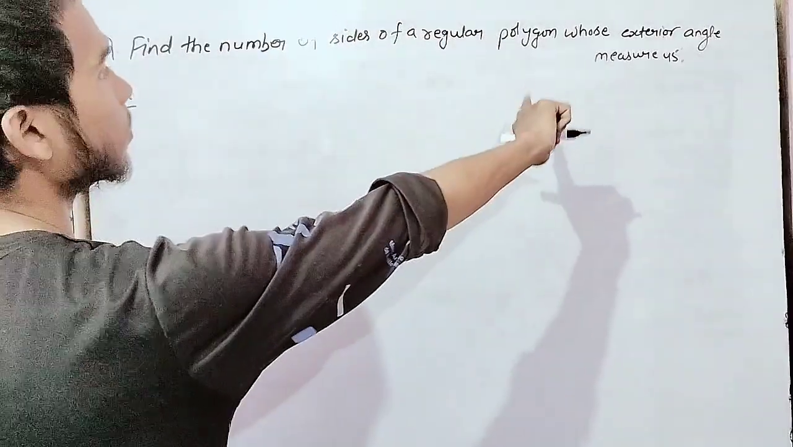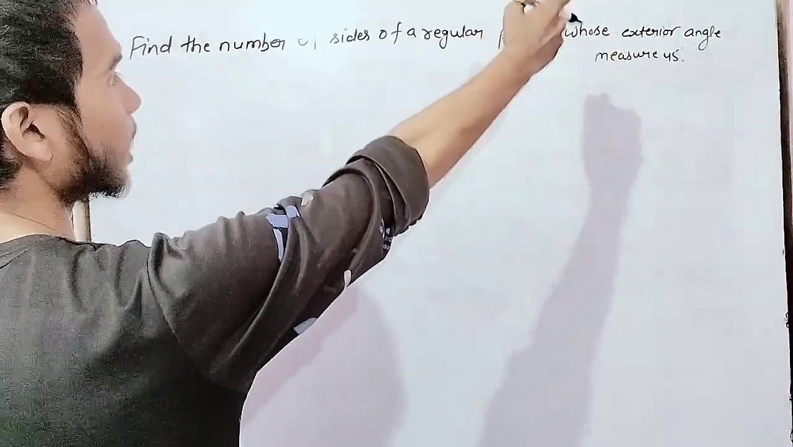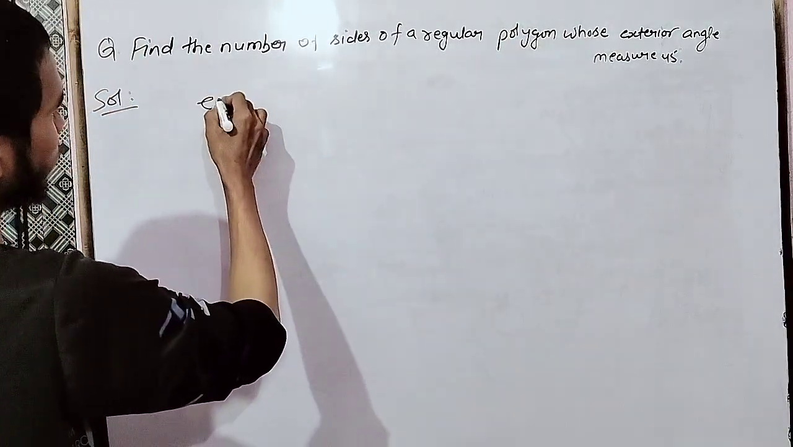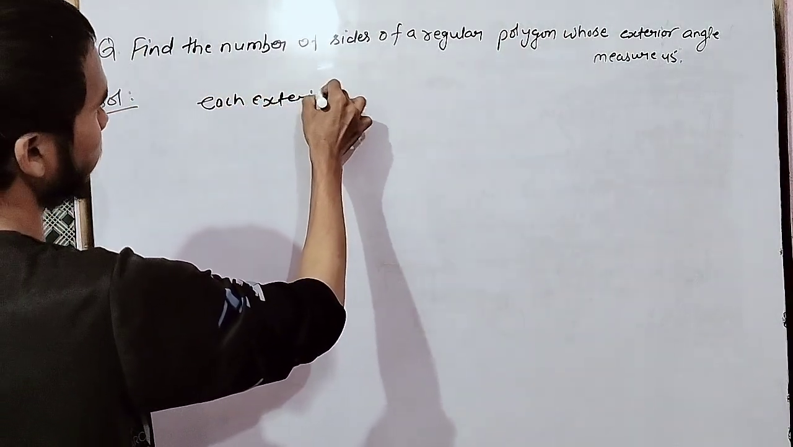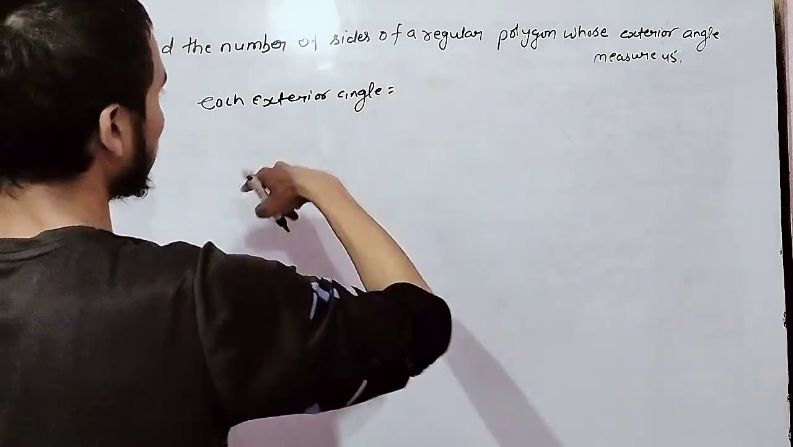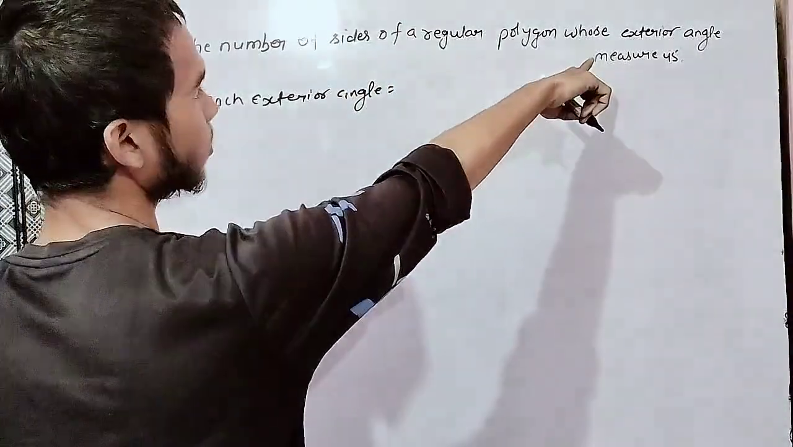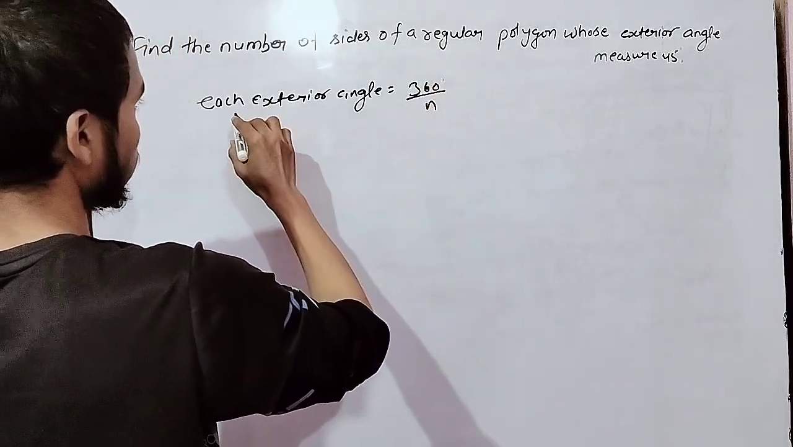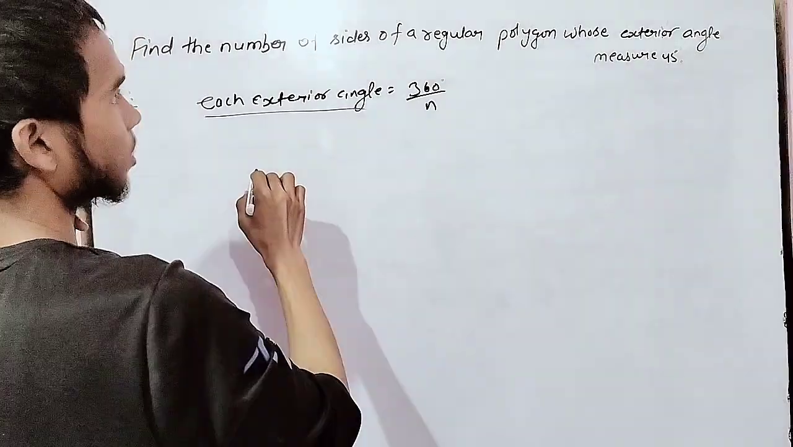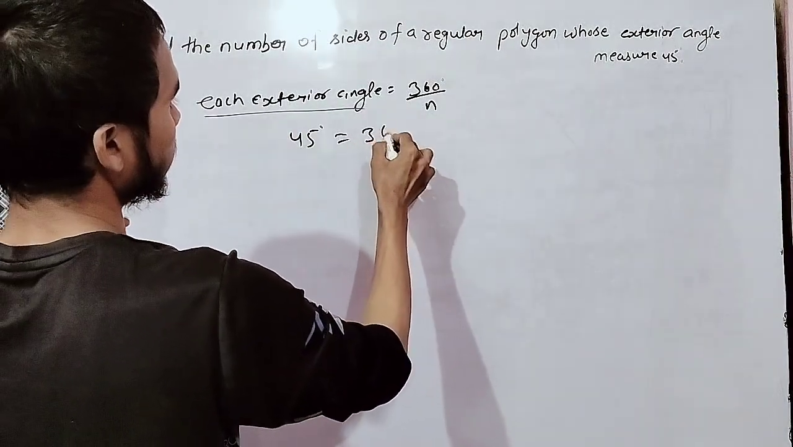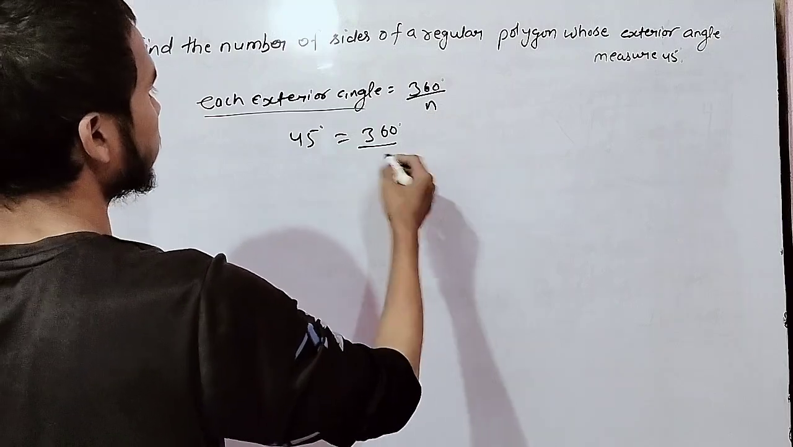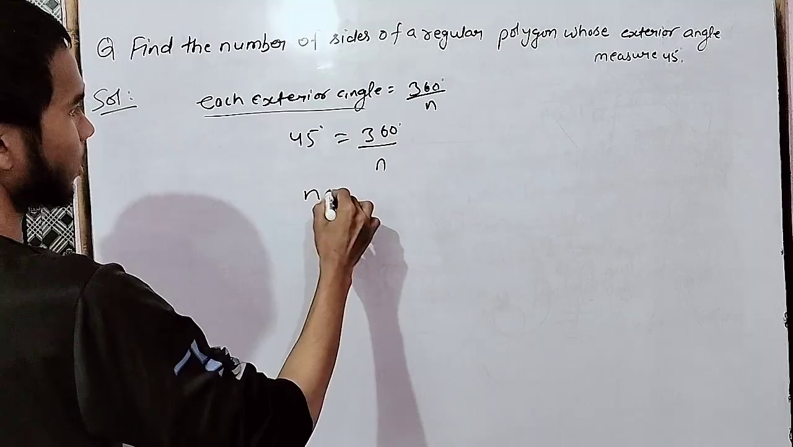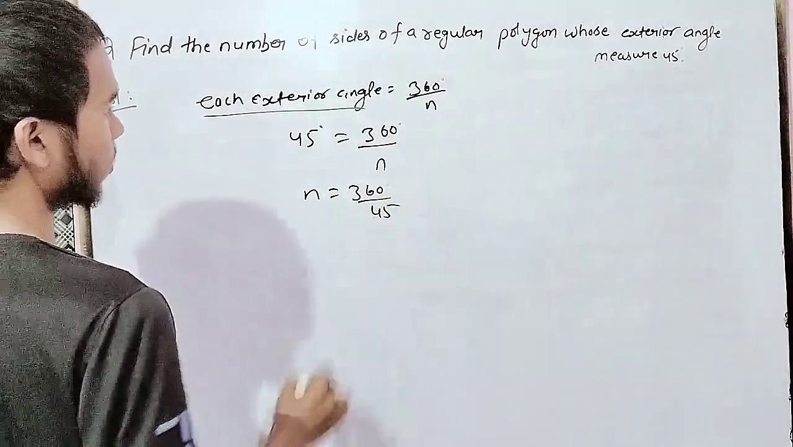Whatever we have is the measure of each exterior angle, which is 45. To find each exterior angle, the formula is 360 upon n. The value of this is 45. Number of sides we don't know. We have a linear equation, and we will simplify it. n equals 360 upon 45.